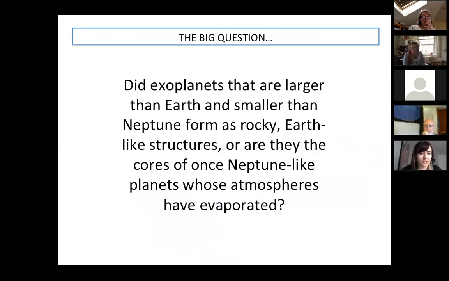So this big question that comes up when we know that this is a possibility is, did exoplanets that we've discovered that are larger than Earth but smaller than Neptune, this sort of class of exoplanets that we don't see in our own solar system, did they form like Earth, rocky, without capturing any gas? They were just pure rock from the start? Or are they cores of once Neptune-like planets whose atmospheres have evaporated? In this effect that I just showed you.